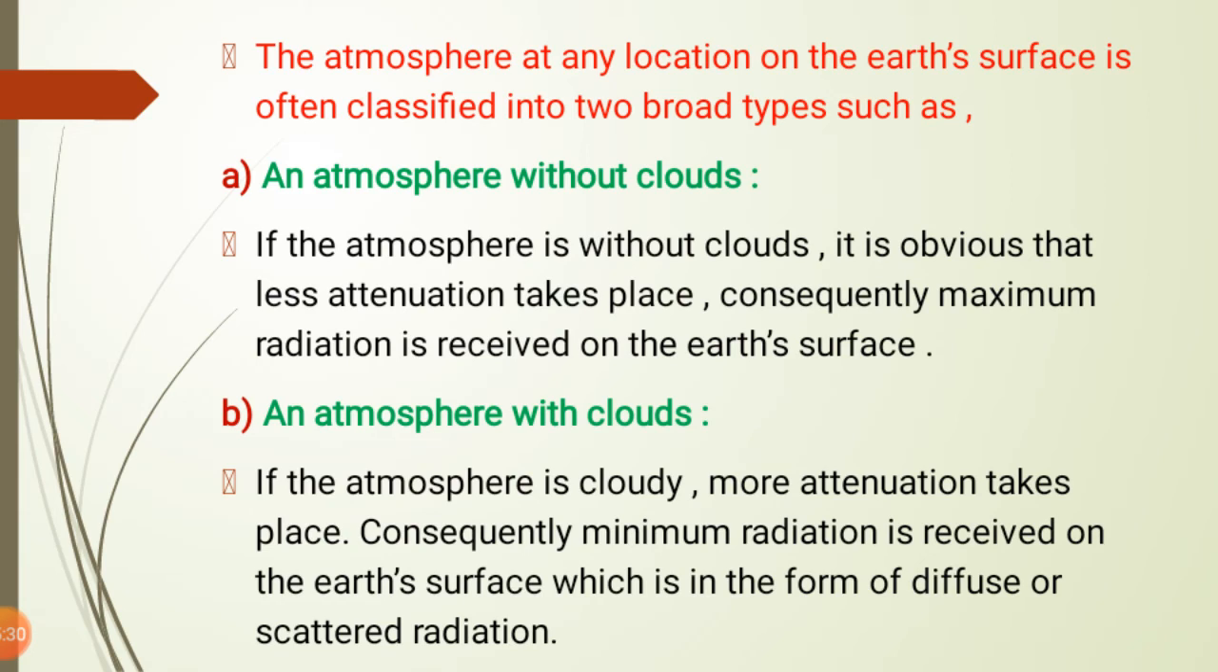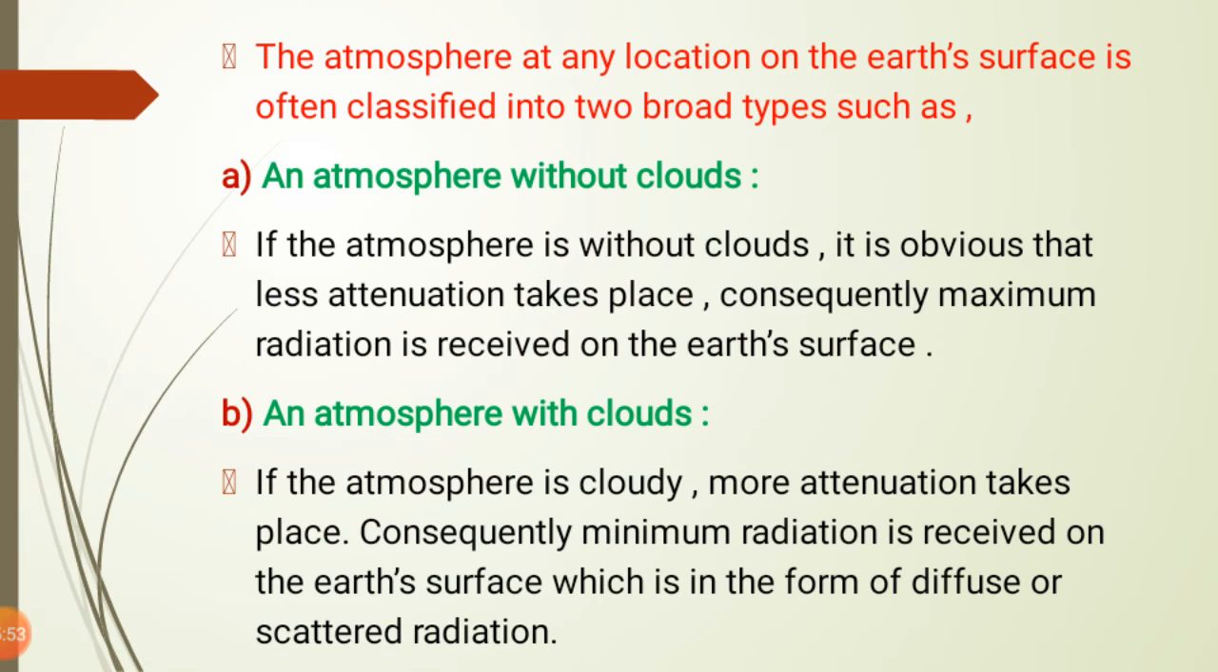So the attenuation is less, that means the intensity of the radiation is a maximum as compared to when there is a cloud. So therefore there is a maximum radiation received on the Earth surface. That means the maximum radiation reaches the Earth surface when there is no cloud in the atmosphere.